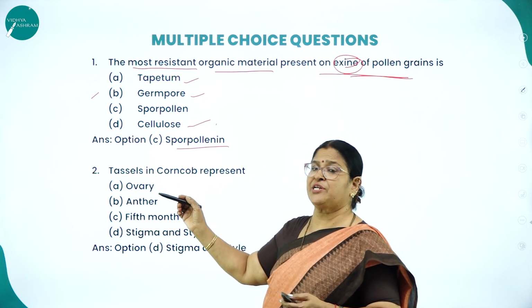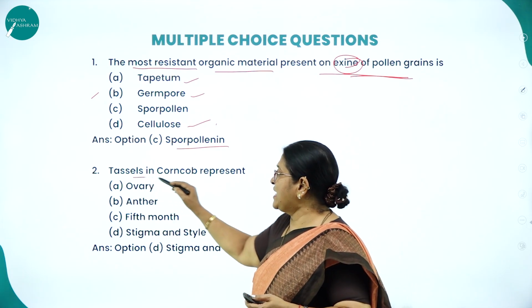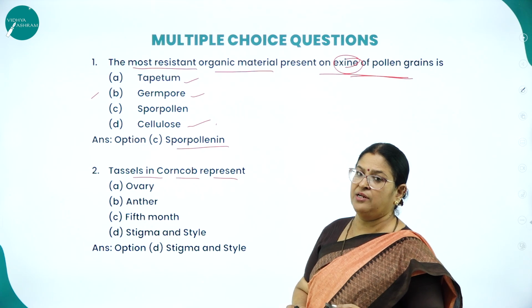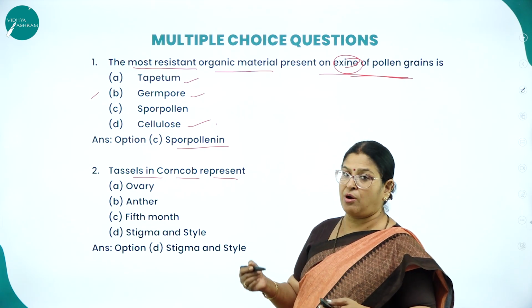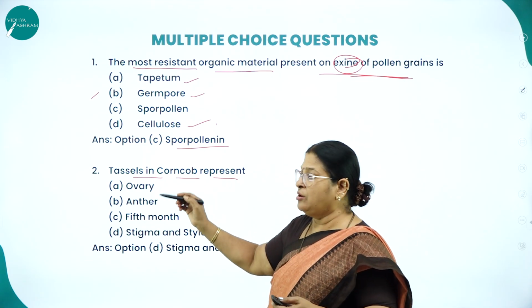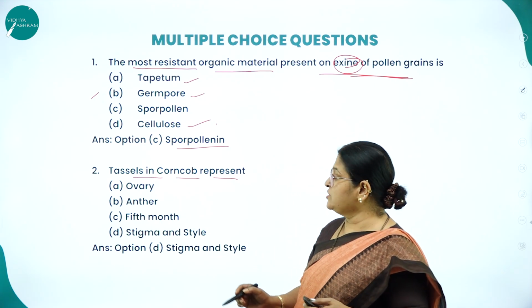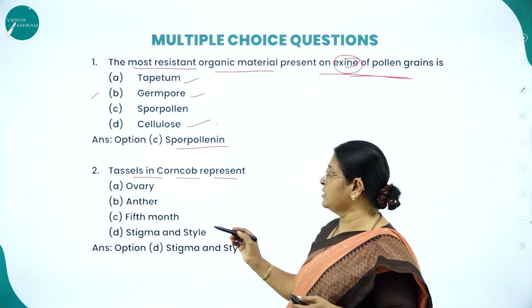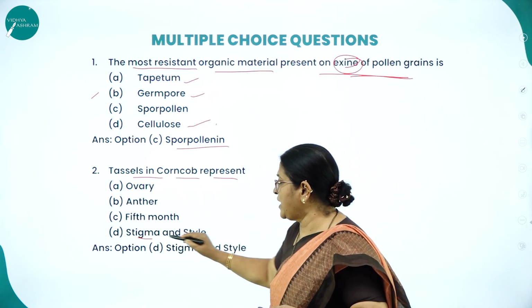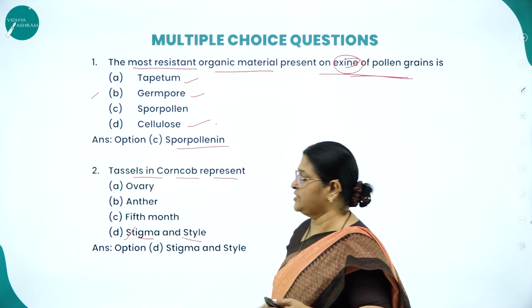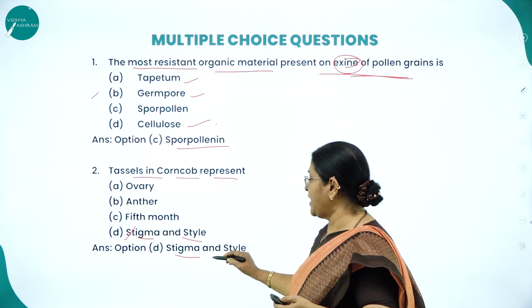So second MCQ, just for example: tassels in corn cob represent? Is it ovary, anther, filament, or stigma and style? So the answer is what? What do tassels in corn cob represent? Stigma and style. So option D is the right answer, stigma and style.